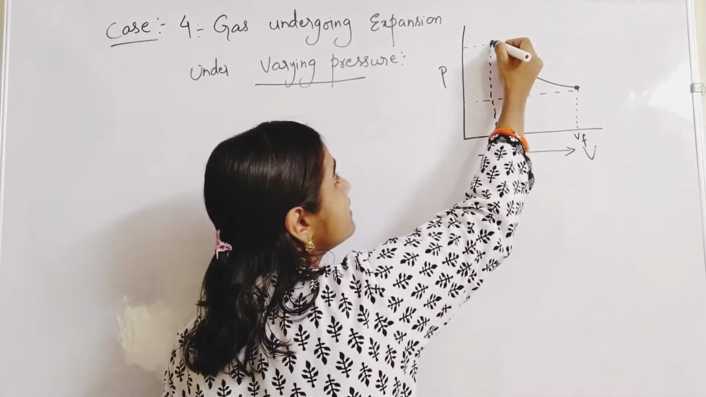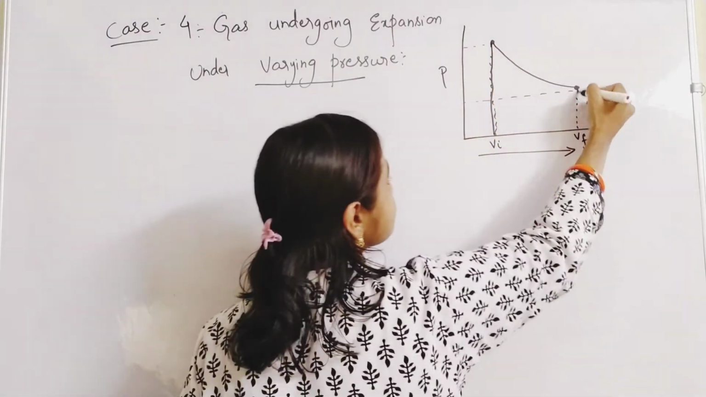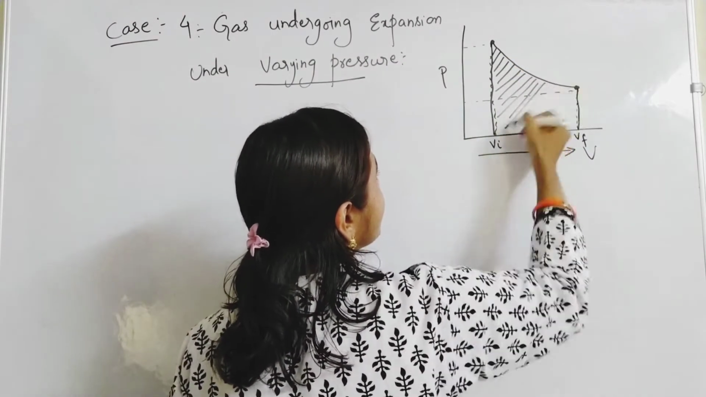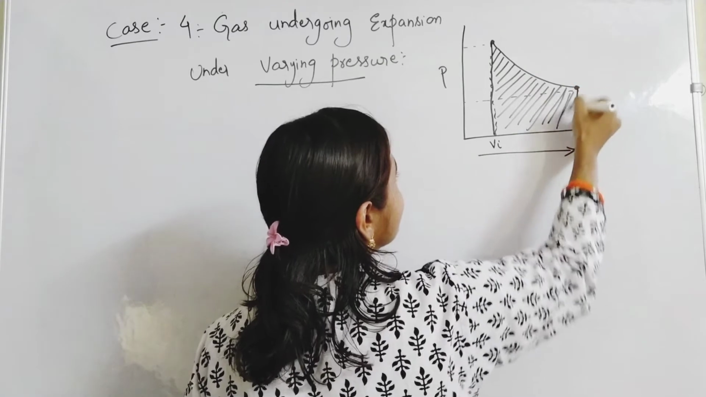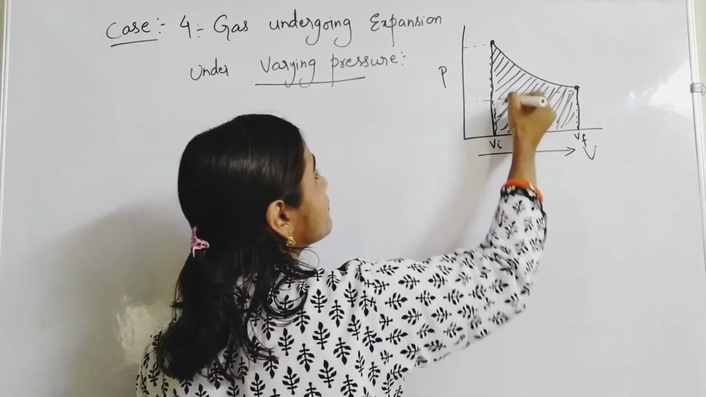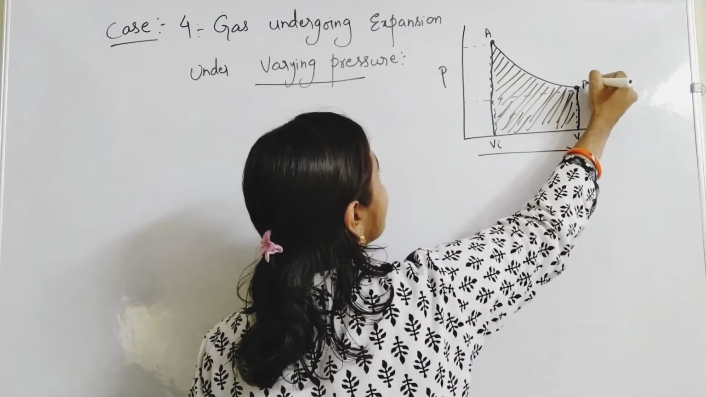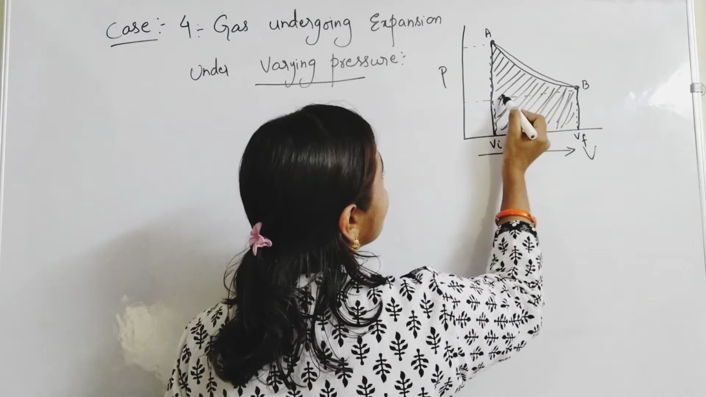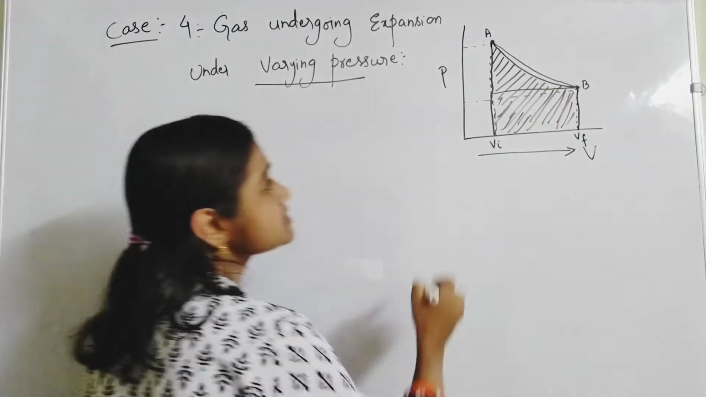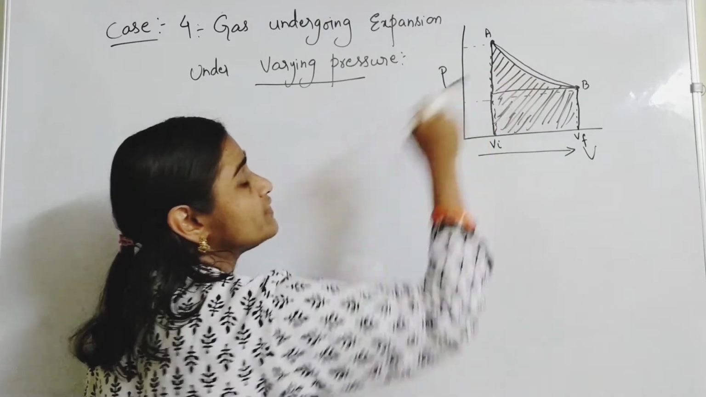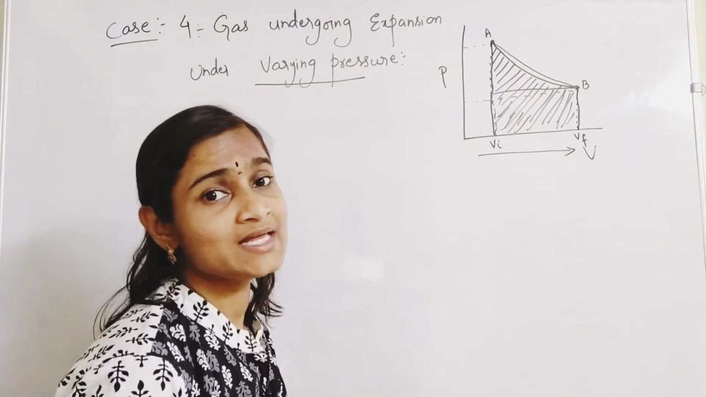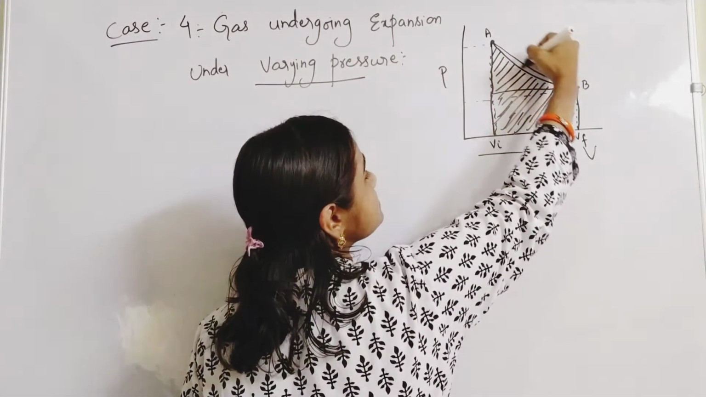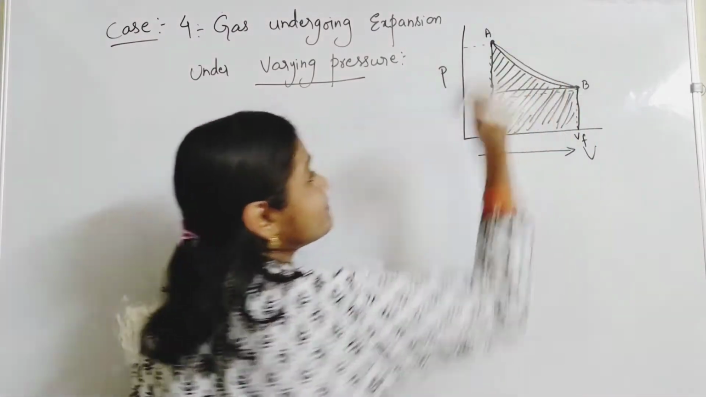Now the area under the curve, the shaded area. Area under the curve will give you what? Work done. These two points are A and B. You can join these two points. You can even find the area of this triangle as well as the rectangle. Area under the curve. This small part has to be subtracted also.